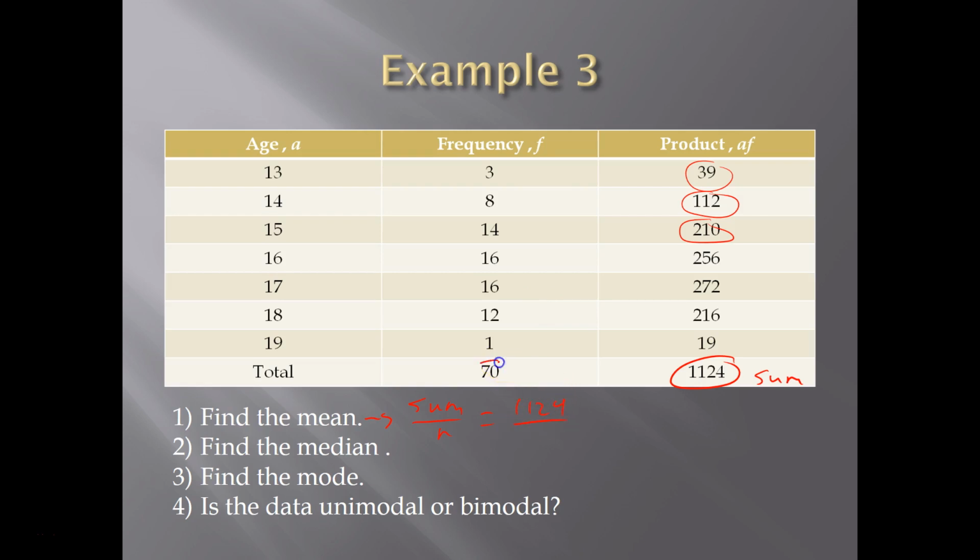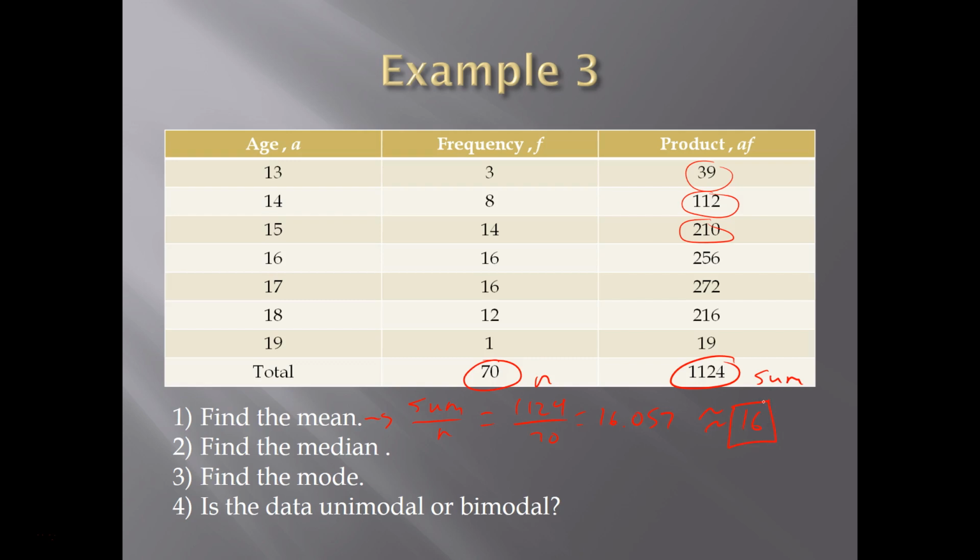Then divide by n. Well, we have our n. It's right there: 70. So if I take that 1,124 and divide by 70, I get 16.057, or approximately 16.